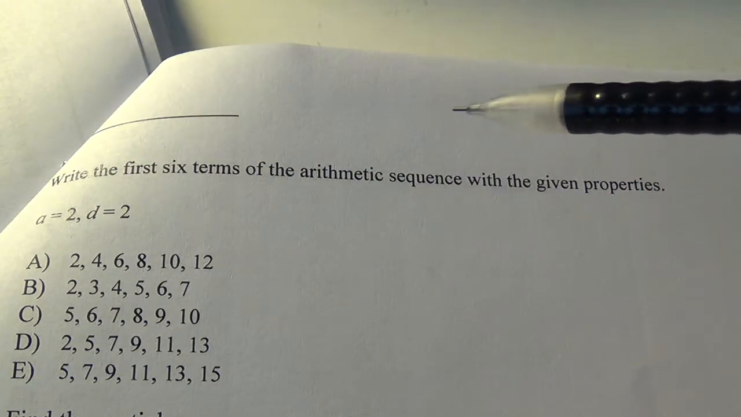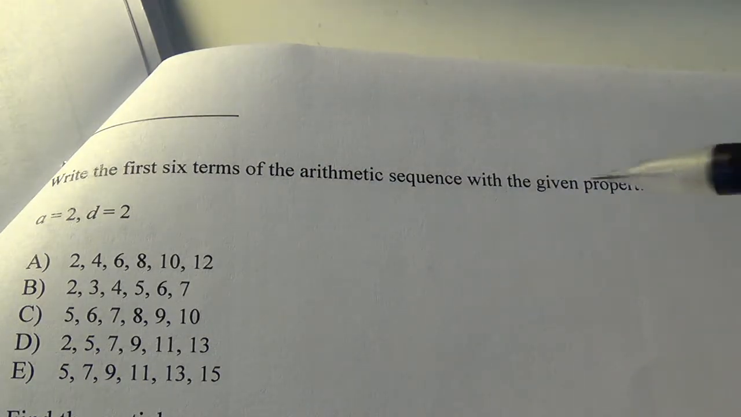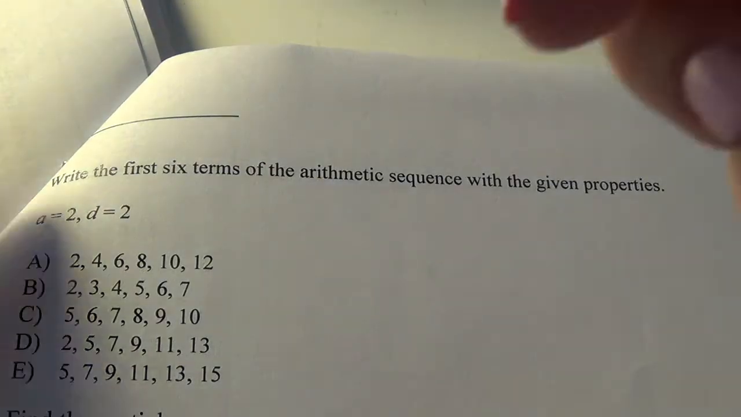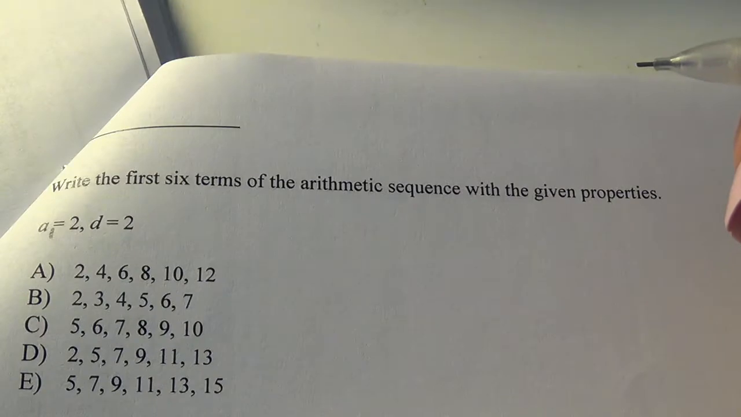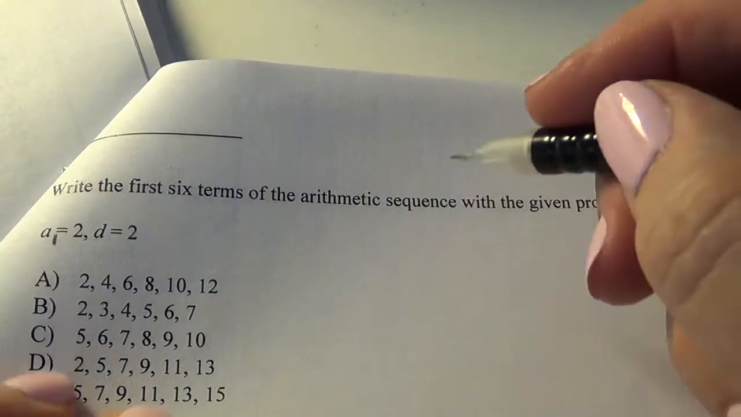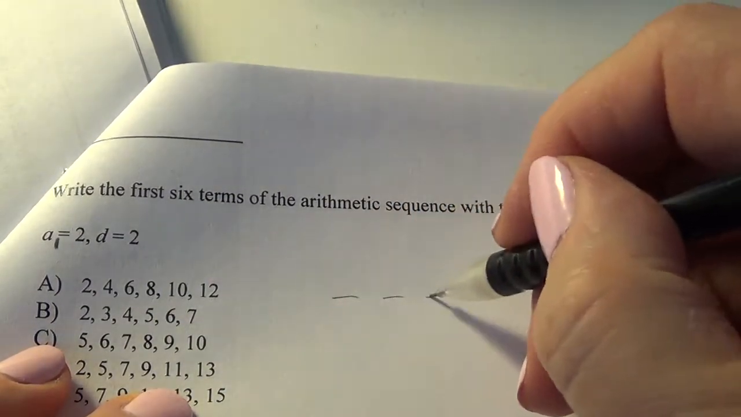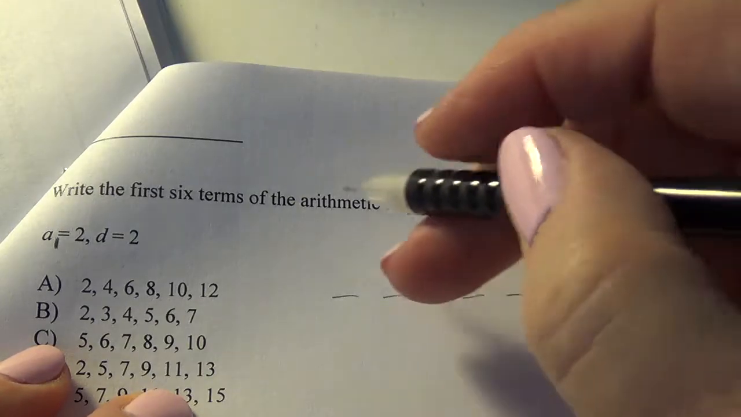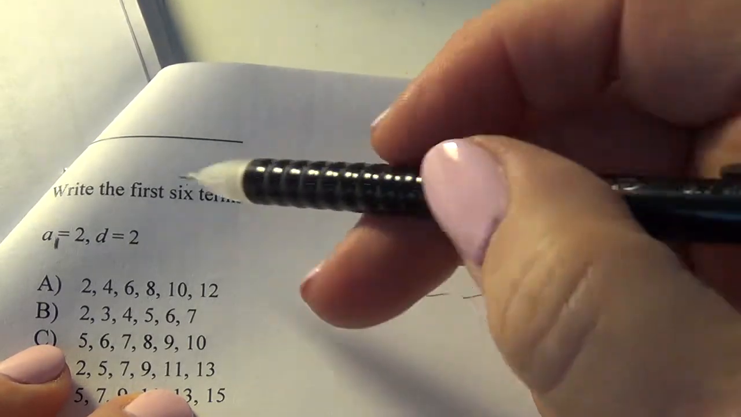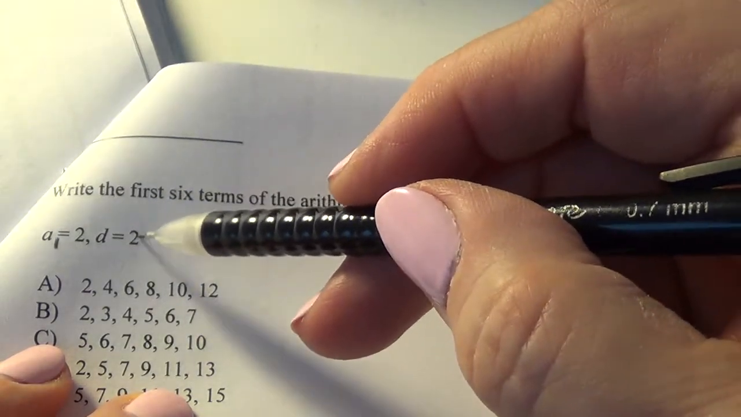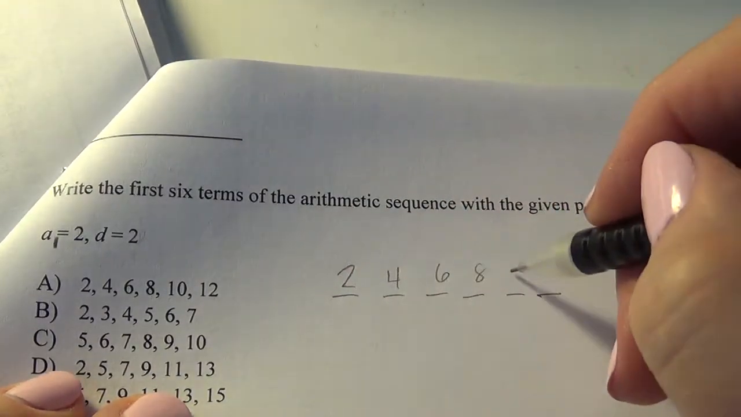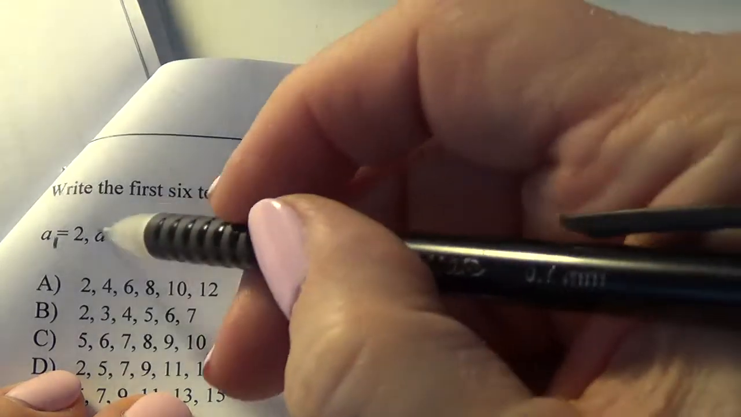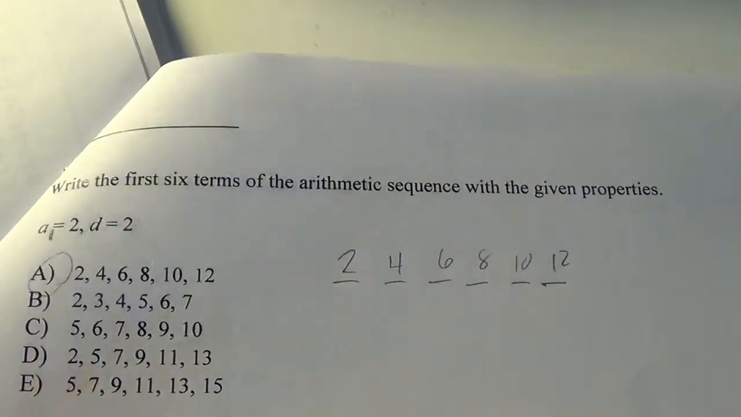Write the first 6 terms of the arithmetic sequence with the given properties. A sub 1 equals 2 and d equals 2. So you'll recall that if we're doing the first 6 terms, we start with the first term, and in an arithmetic sequence, this is the difference. So we're going to add that to each term. So we get 2, 4, 6, 8, 10, and 12. And that is selection A.